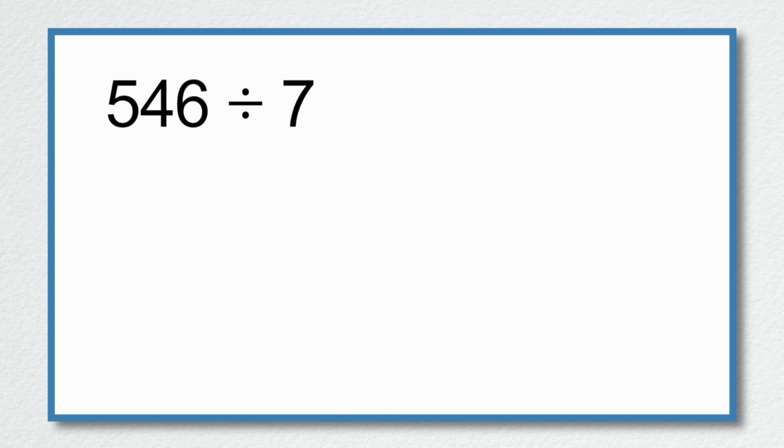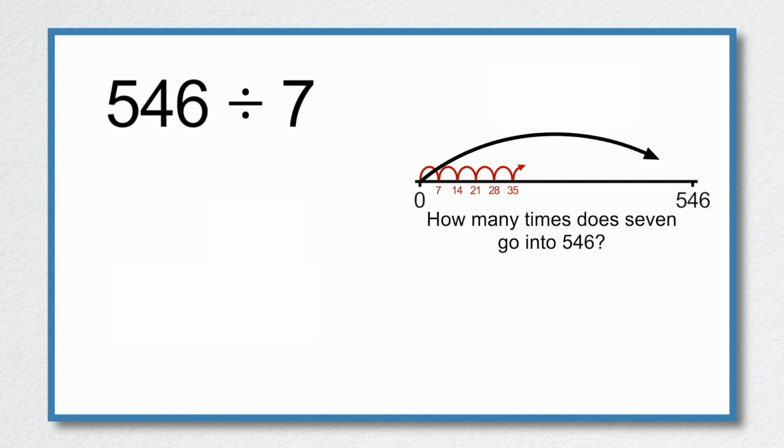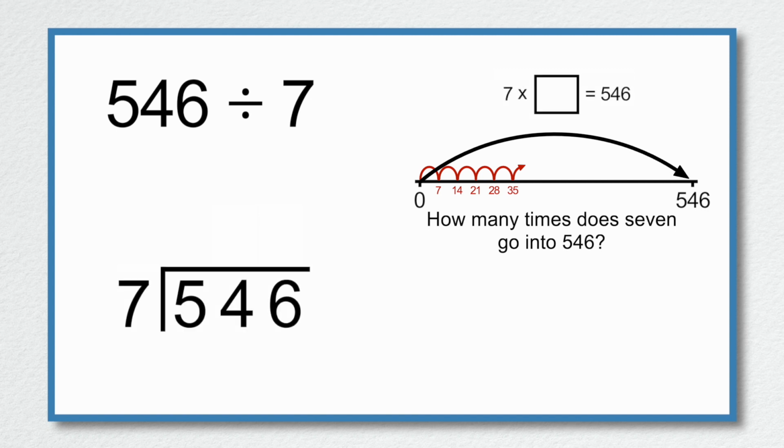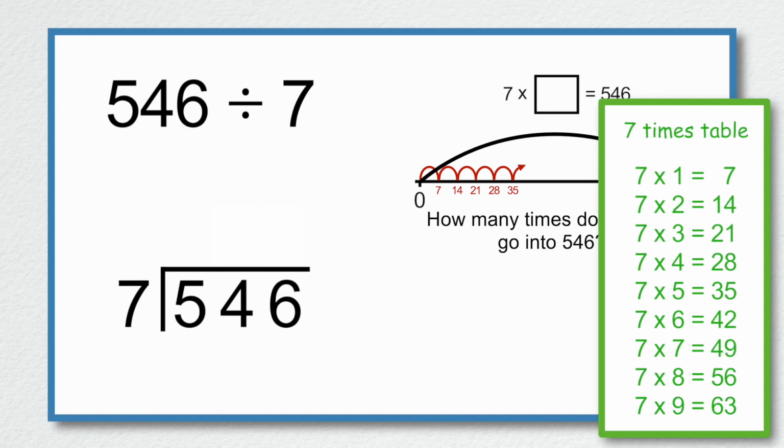546 divided by 7. So how many times is 7 going into 546? We'll set out the problem. And because we're dividing by 7, I'm thinking of the 7 times table. Working from left to right, our first digit is 5. 5 divided by 7. Well, 5 is smaller than 7. So I now need to look at the first 2 digits instead.